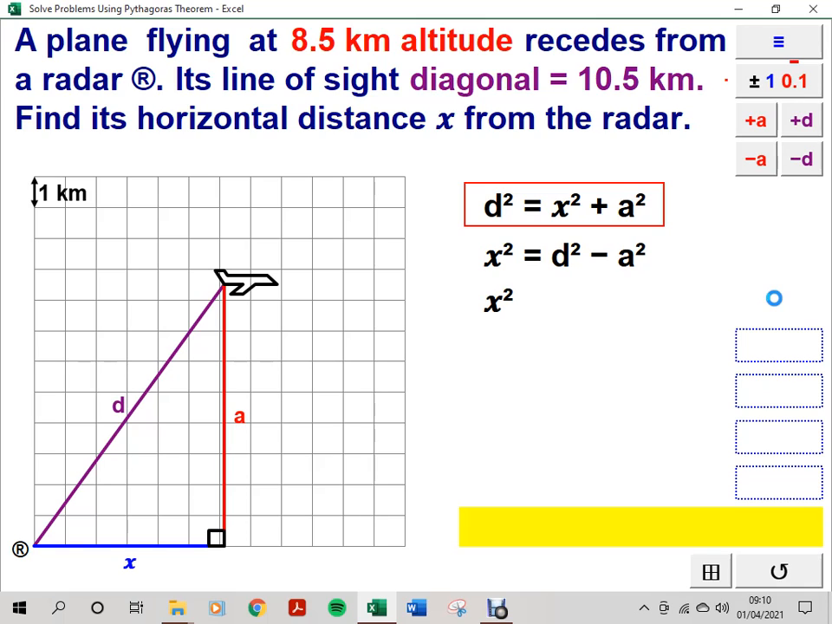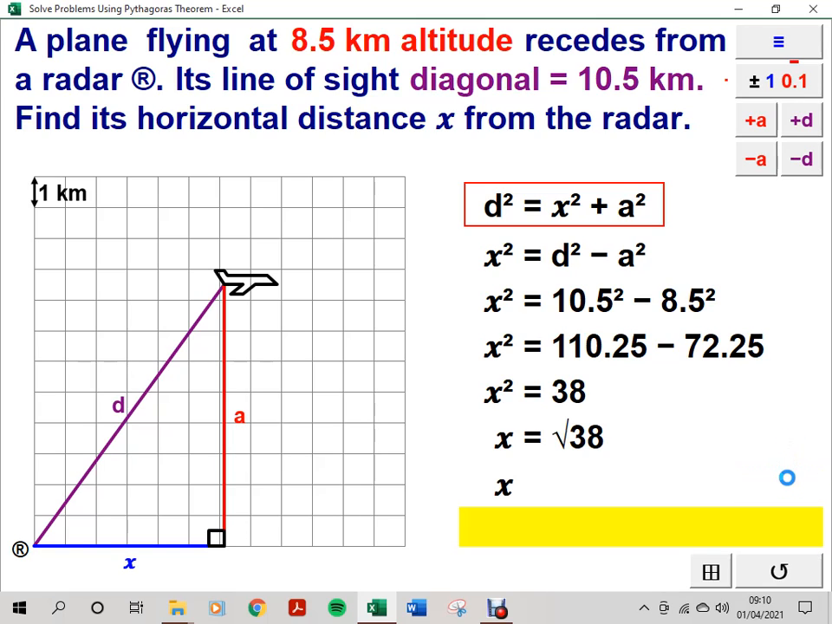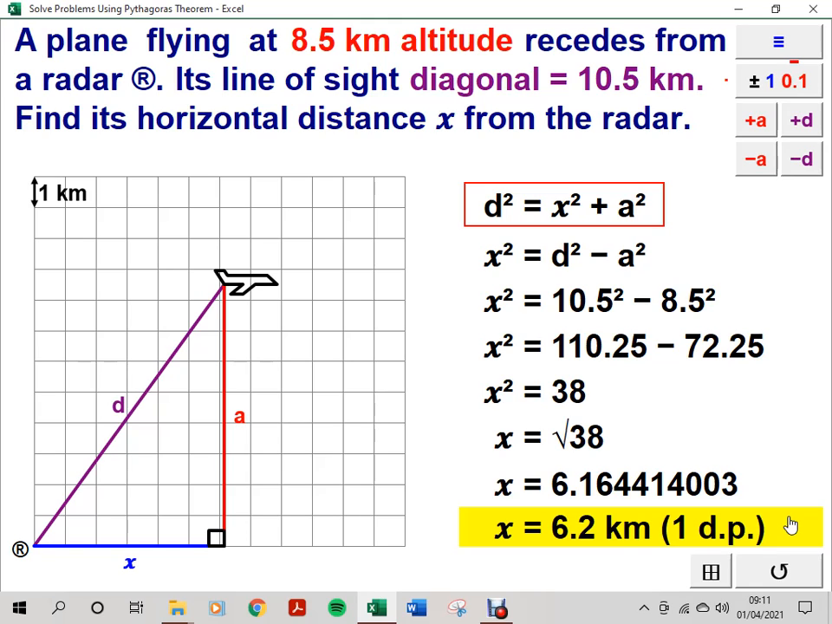Sub in the known values 10.5 and 8.5. Evaluate the square of each measurement, then find the difference between them. Finally, find the square root of both sides. We reach for our calculators, and here's our answer to 9 decimal places, which gives the value x equals 6.2. Don't forget the units and state the degree of accuracy. As predicted, our answer is indeed somewhere between 6 and 7.